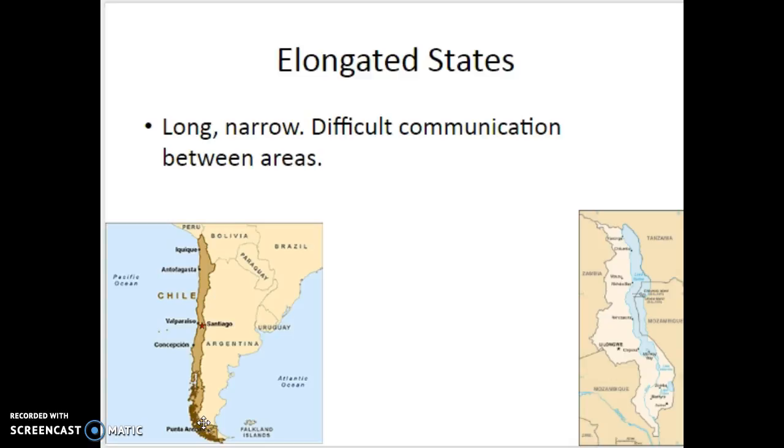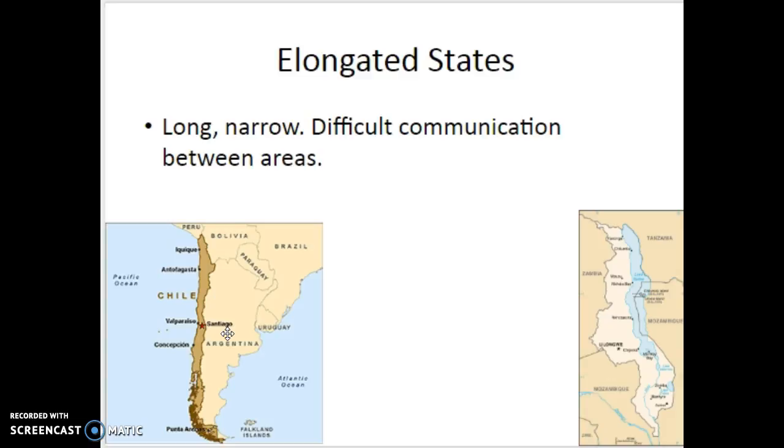Some challenges could include the fact that government has to provide infrastructure for such a long piece of territory. We've seen elongated states, for example, in Chile's case. Notice how they put the capital, which is Santiago, in the middle as a way to bring a sense of unity in such a stretched out piece of territory.